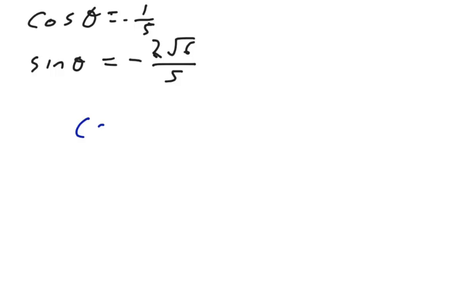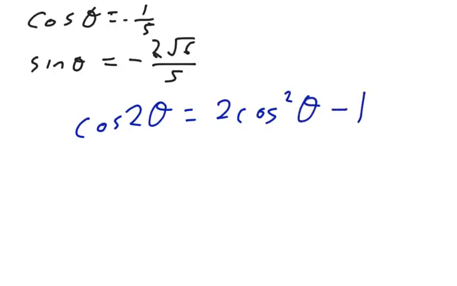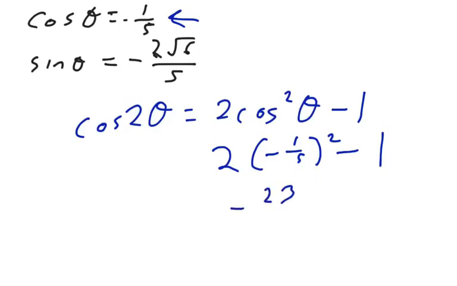For cosine 2 theta, I'm going to use the formula 2 cosine squared theta minus 1. And the reason I'm using that is because I know what cosine is, and it's easier to plug that in. So I got 2 times -1/5 squared minus 1. And when I plug that in my calculator to get the answer, I get -23 over 25.